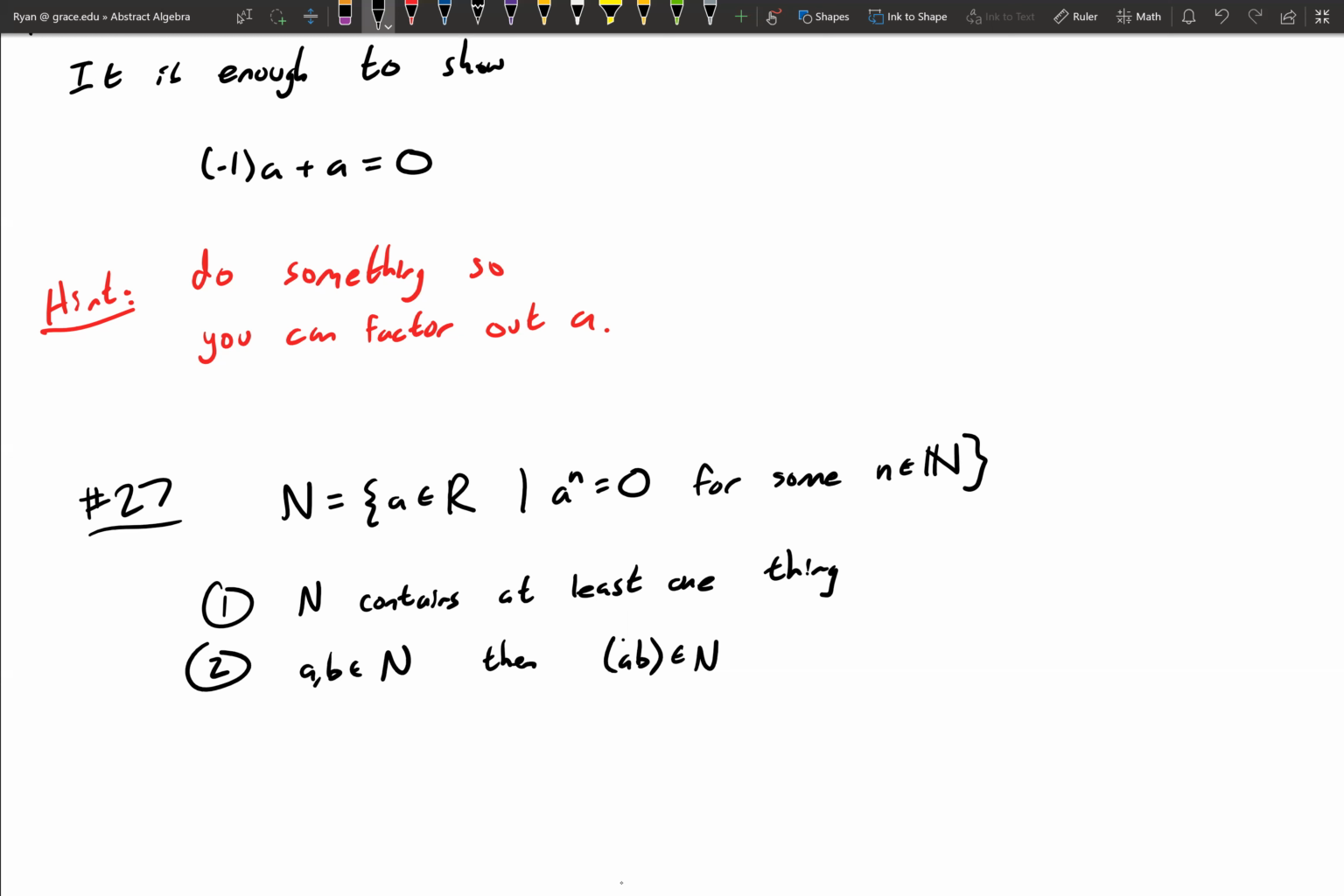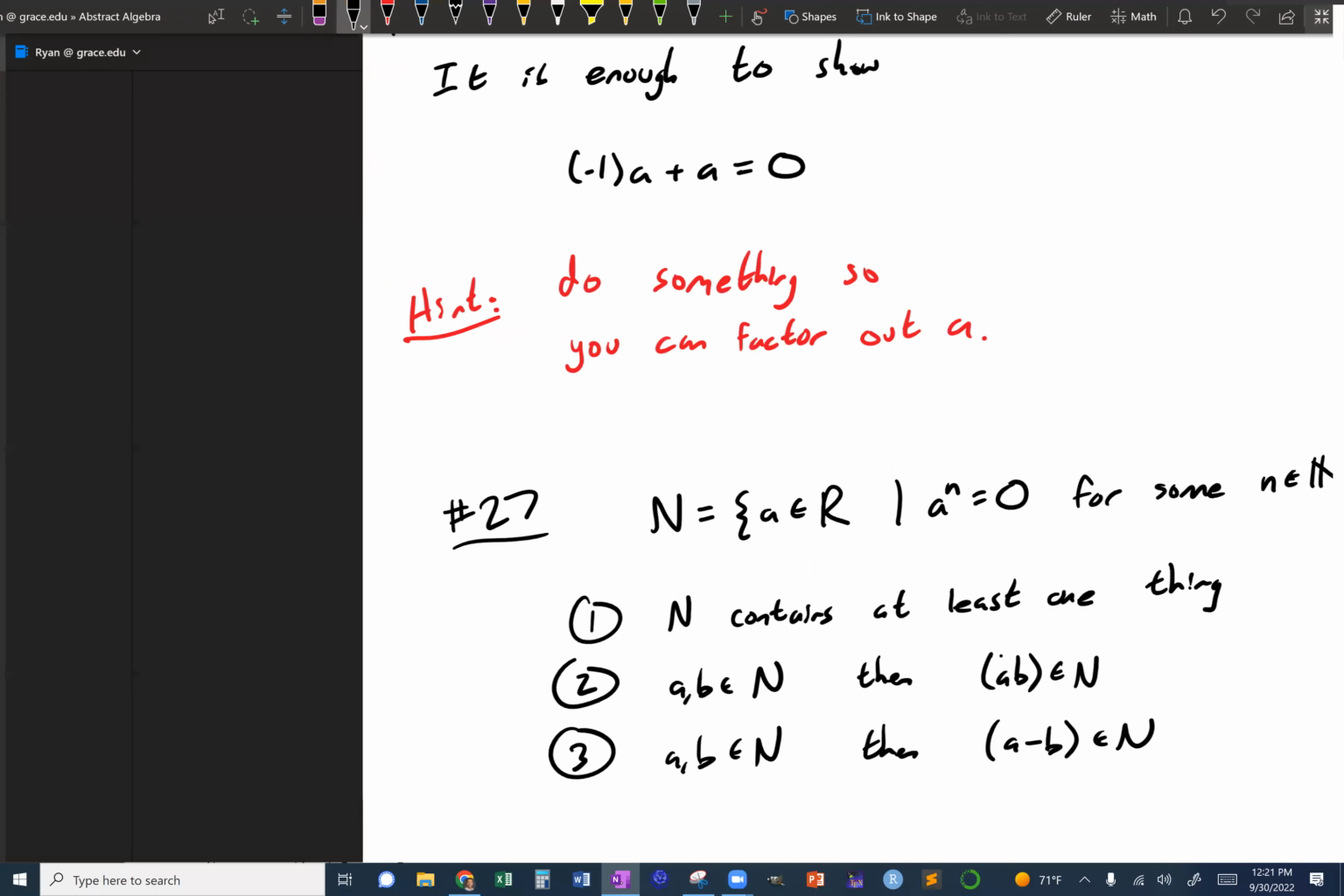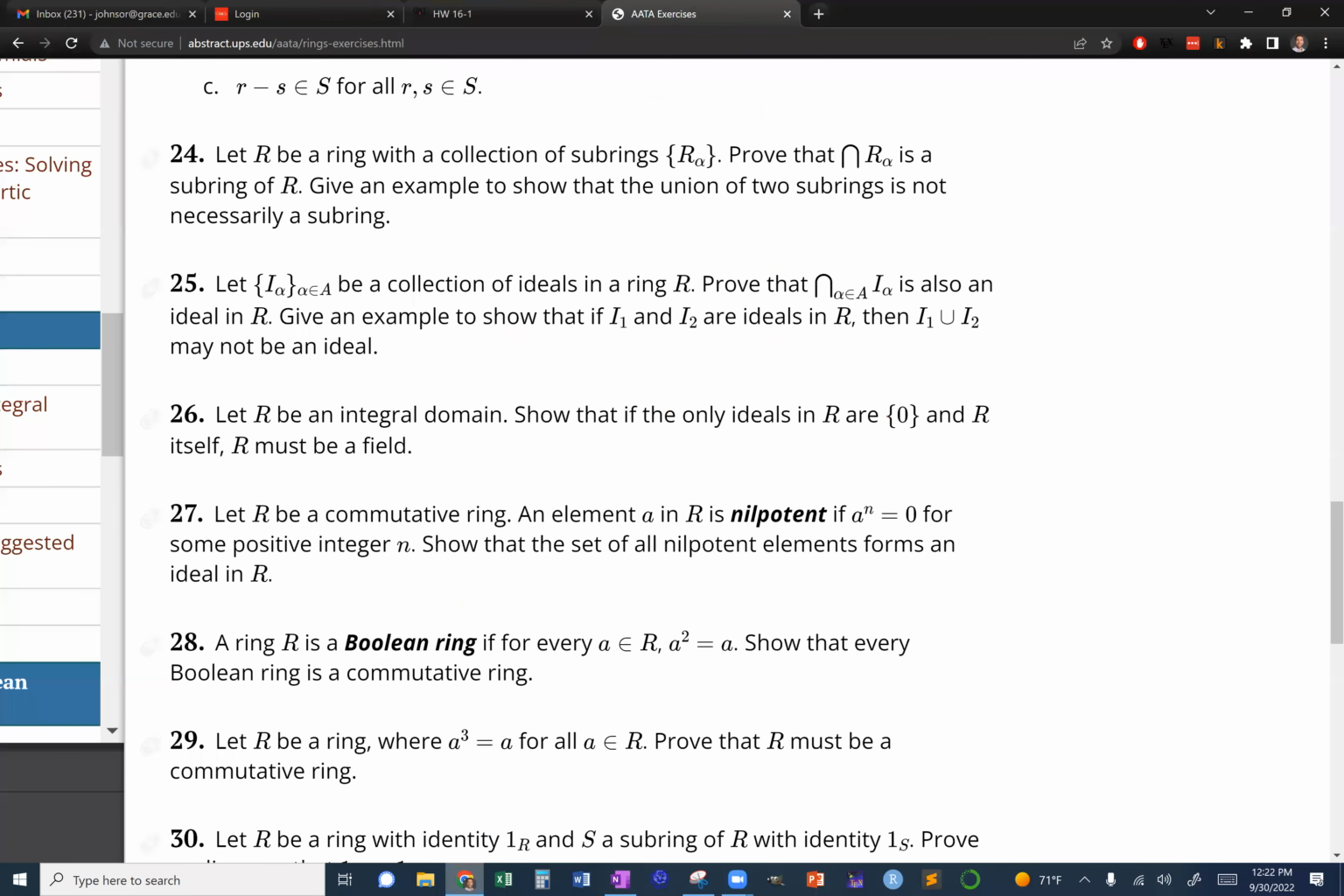You should think of this one as a subring. And then 3 is, if you have A and B in N, then A minus B is in N. So part 1 is the easiest one. Now, R is a commutative ring. Do you guys know what that means? Do you remember what that means?